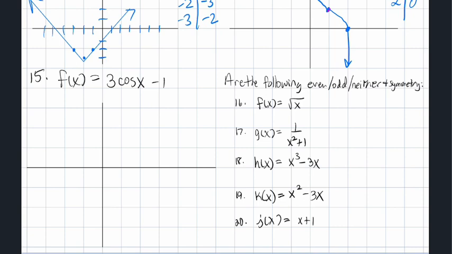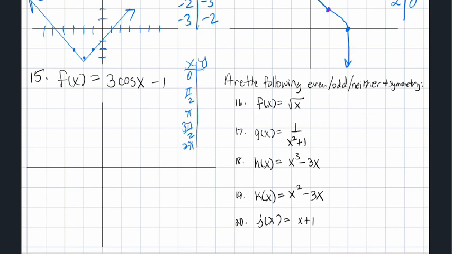Remember the 5 x's that you want to plug in for any sine or cosine is wherever the inside will be equal to 0, pi over 2, pi, 3 pi over 2, and 2 pi. Now remember that the cosine starts at 1 and the sine starts at 0. So this technically is going to be the y value I just talked about, 1 or 0, times 3 minus 1.